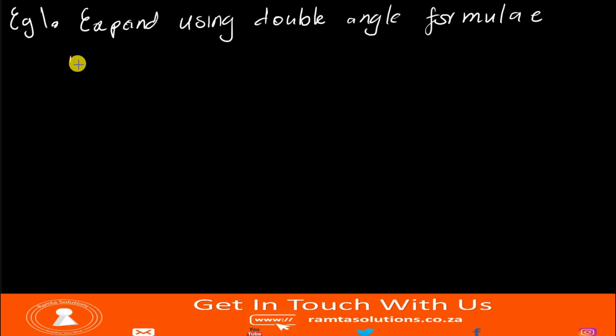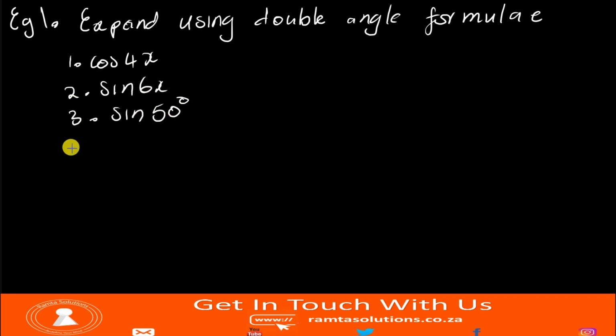What are you expanding? Number 1, cos 4x. Number 2, sine 6x. Number 3, sine 50 degrees. Number 4, 2 cos 22 degrees. Now, let's get to the solutions.